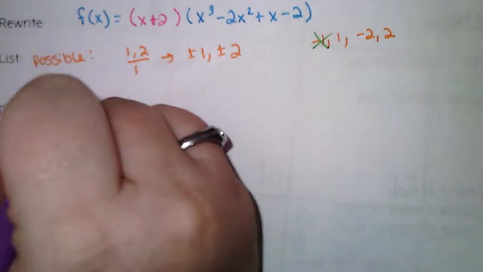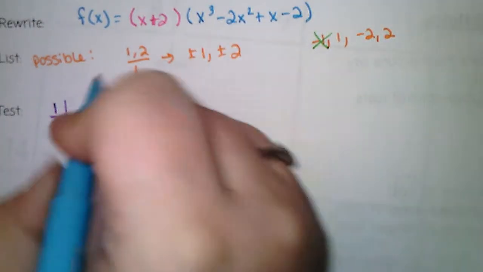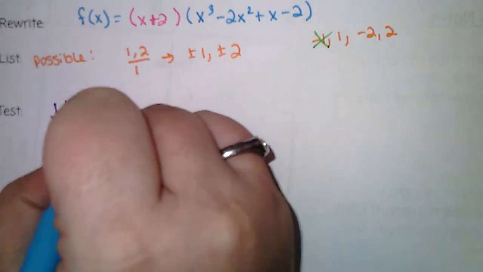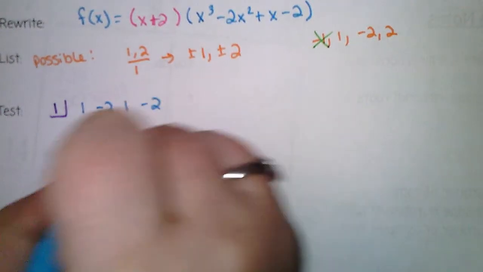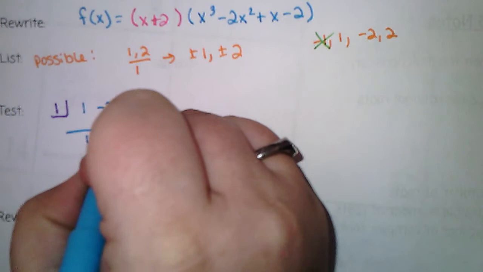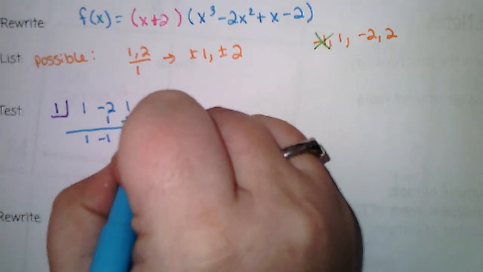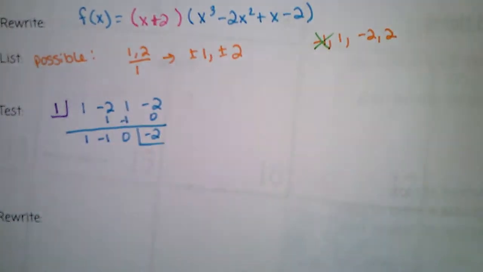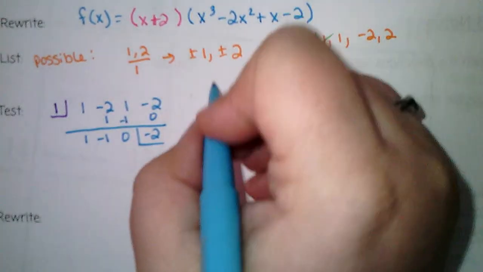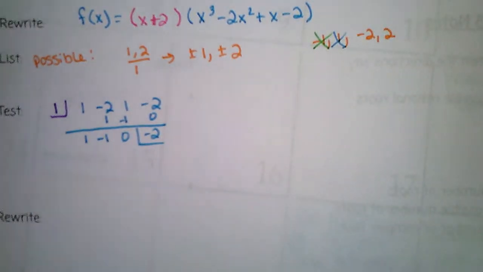So if I put 1 in my box, and now I'm using this problem, so my coefficient line is 1, negative 2, 1, negative 2. So drop, add, multiply, add, multiply. Okay, well that didn't work. All right, so let's test again. Since 1 doesn't work, let's cross that off.